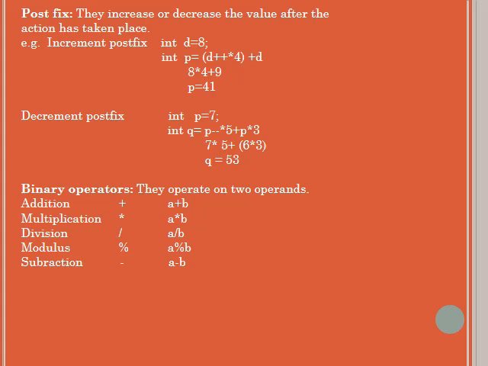Next is decrement postfix. int p = 7, int q = p-- * 5 + p * 3. 7 remains 7 because it is postfix.